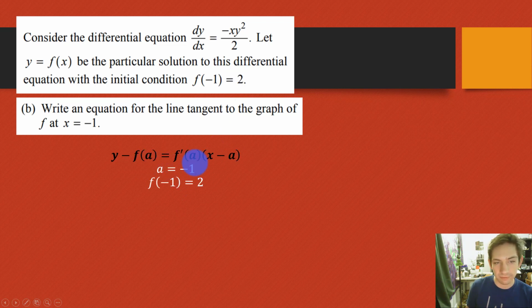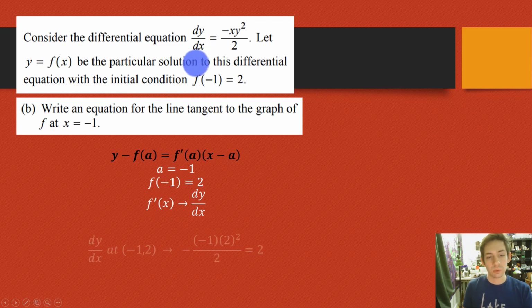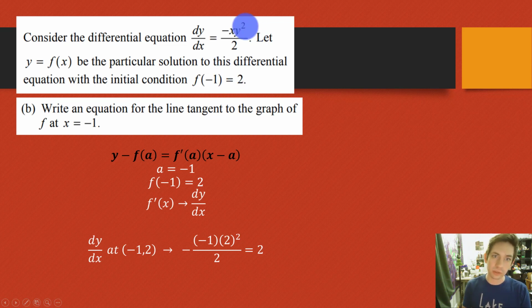We have f of a, we just need to find the derivative at a. So the derivative, they give us as dy dx. So we're going to plug in, instead of just an x value, an x and a y value, the negative 1 and the 2 into the derivative. So when we do that, we get 2 as our final answer. That's what f prime of a will become.